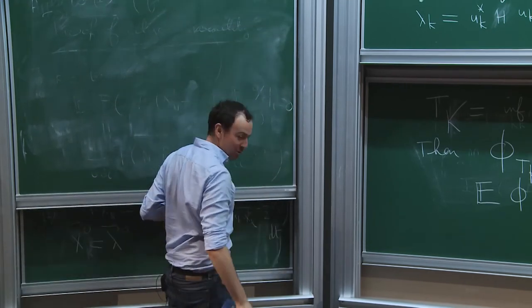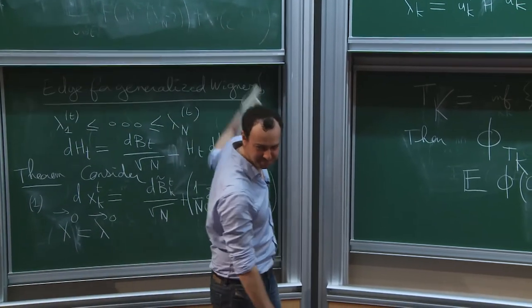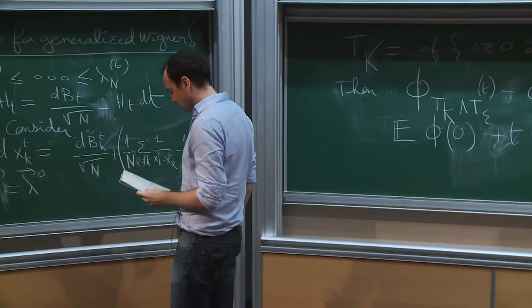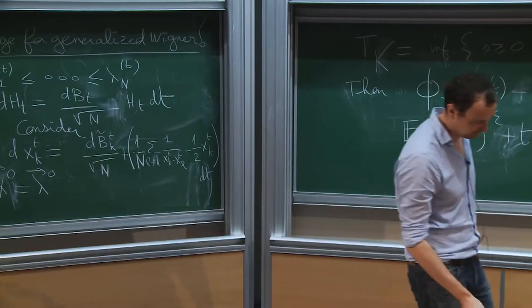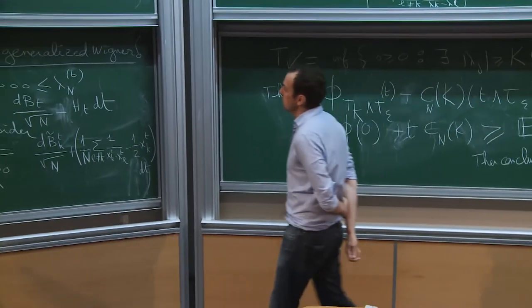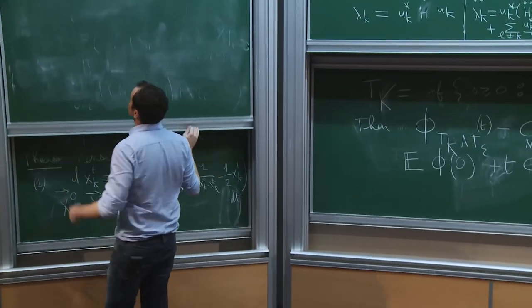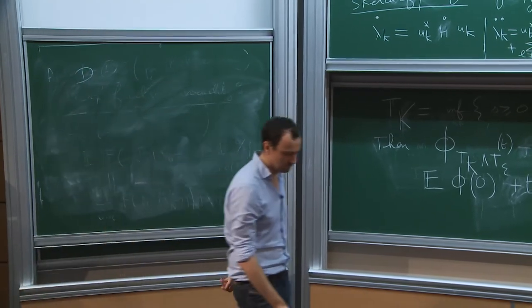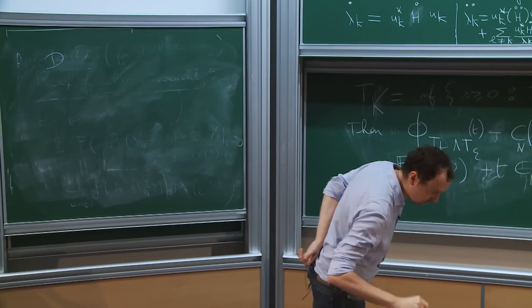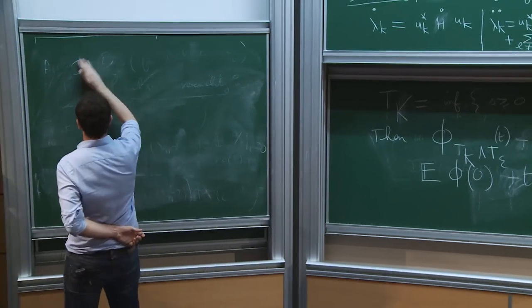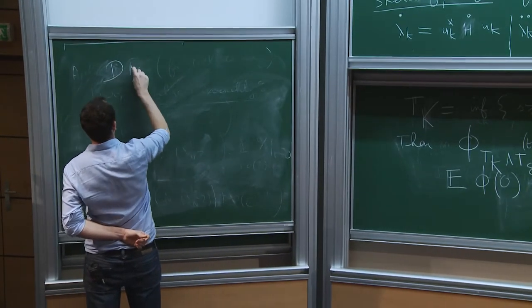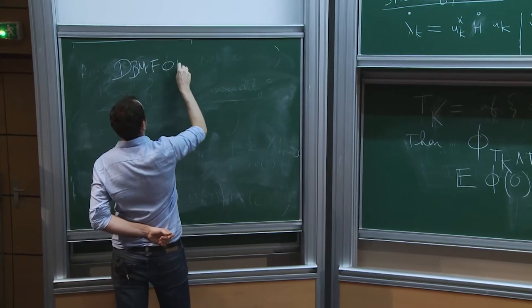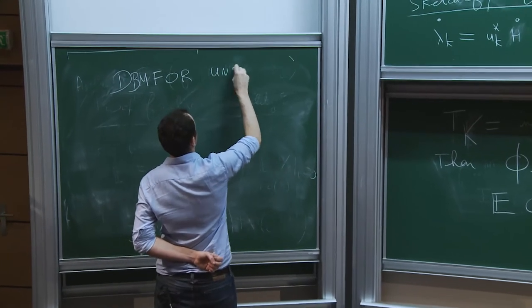So now, how do you use Brownian motion for universality purpose? So it's a coupling argument. So Dyson Brownian motion for universality.